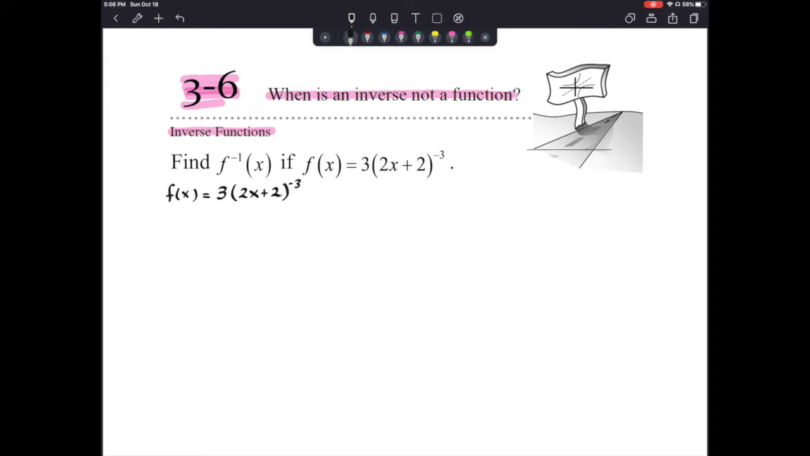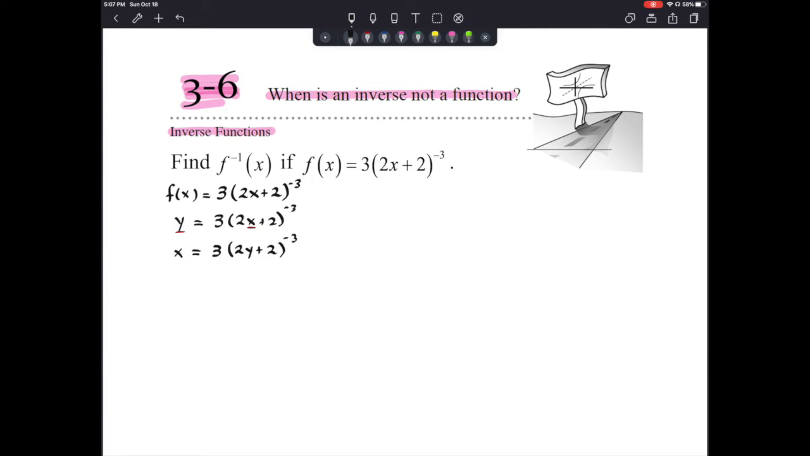Well, remember, there are several ways you can do this. You can list out all the steps and then undo them and re-record them. You can do the switch and solve, right, where we have y equals 3 times a quantity of 2x plus 2 to the negative third power, and then we take it and switch our x and our y like we've been doing here in the previous sections. Let's do it that way here because this one's a little bit more complex. We have x equals 3 times the quantity of 2y plus 2 to the negative third power.